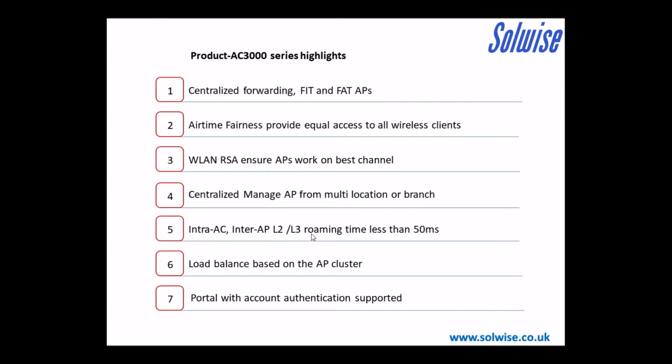But yet again, it can do that because all of the traffic is actually going into the AC3000. So roaming is really easy once you've got the traffic coming into a centralized location. It's got load balancing, and it's got the same captive portal but with a few extra frills on it that you saw in the 2000.